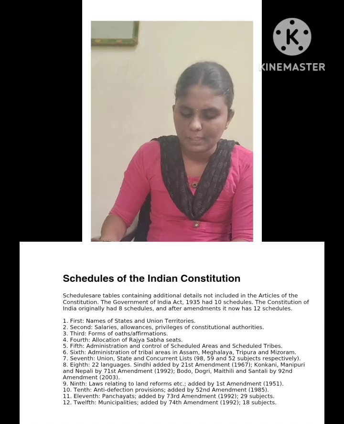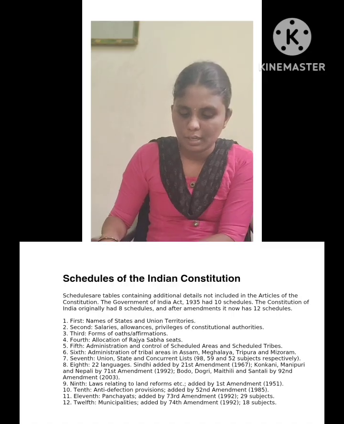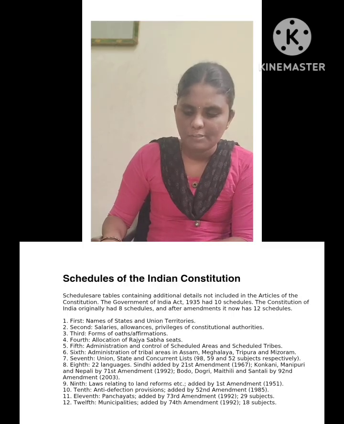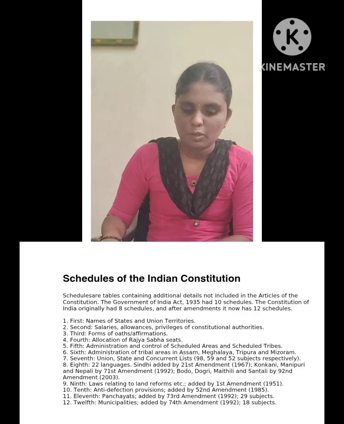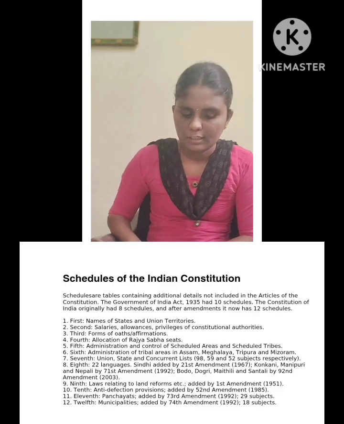The officers are the President, Governor of States, Speaker and Deputy Speaker of Lok Sabha, Chairman and Deputy Chairman of Rajya Sabha, and Speaker and Deputy Speaker of State Legislative Assembly, Chairman and Deputy Chairman of State Councils, Supreme Court and High Court Judges, and Comptroller and Auditor General of India, that is CAG. These details are given in the second schedule of the Constitution, right? Now let's move into the third schedule.